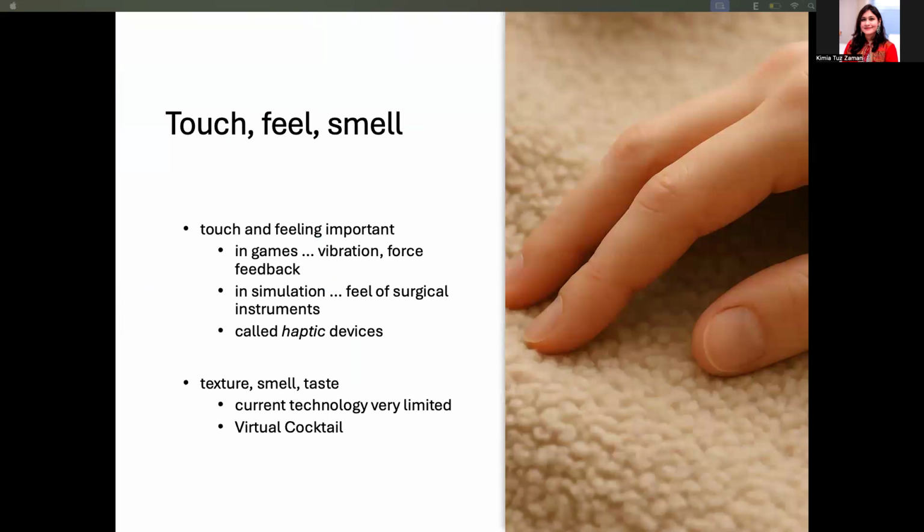Touch feedback or haptics is essential in gaming and simulation. Think of the vibration in a controller or a surgeon using a simulator. We are even experimenting with smell and tastes in VR, though it's very limited. Imagine a Zoom meeting with smell. Would you want that?